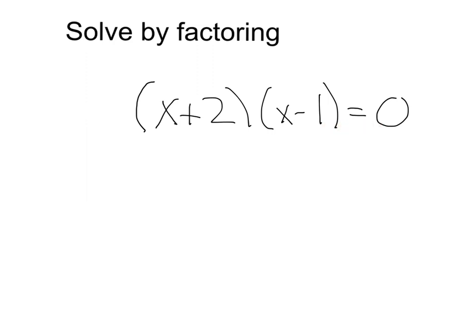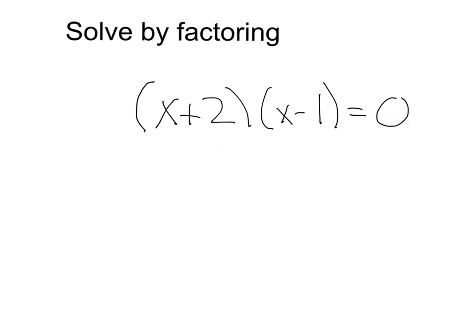Now notice, whenever we have anything that equals 0, if any of the factors equals 0, then the whole thing will equal 0. Let's assume x plus 2 equals 0. Then this would be 0 times x minus 1, which would equal 0, and it would be true. Or we could say that if x minus 1 equaled 0, then we'd have x plus 2 times 0, which would also equal 0, and that would be true.